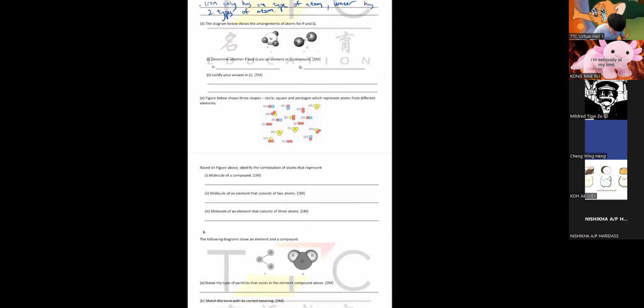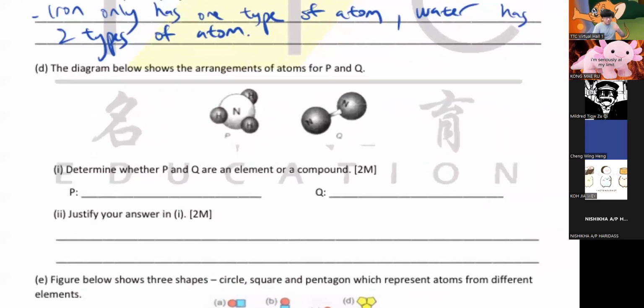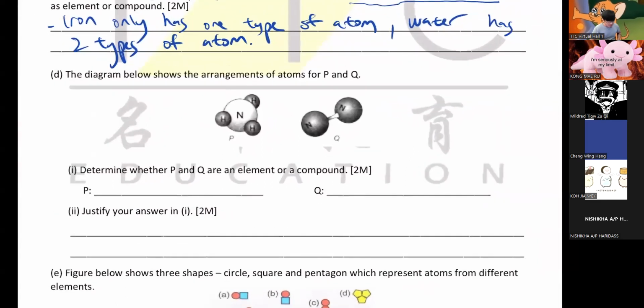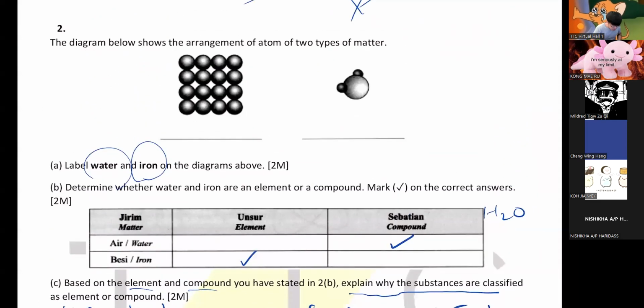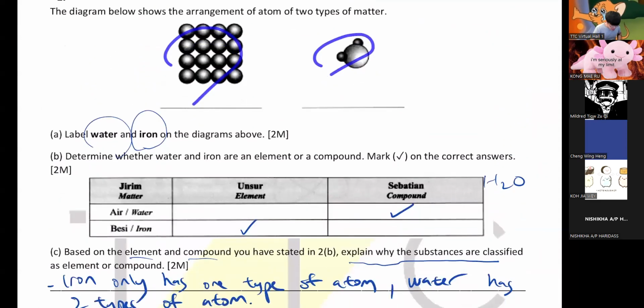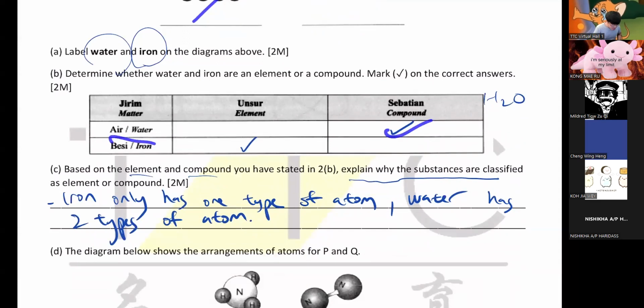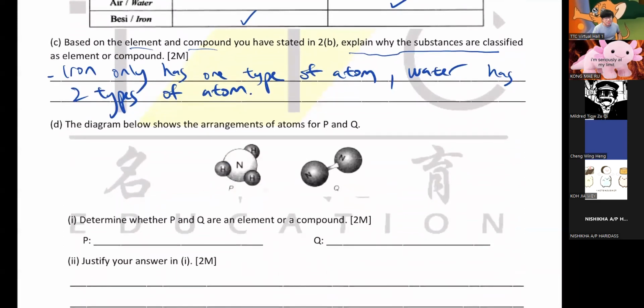Okay, so let me start from D, shall we? Let me start from D. Because the top one, I think I discussed this already. Water is this, iron is this. Water is a compound, iron is an element. So let's go to D.